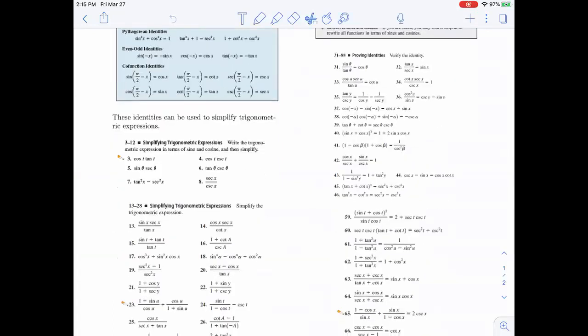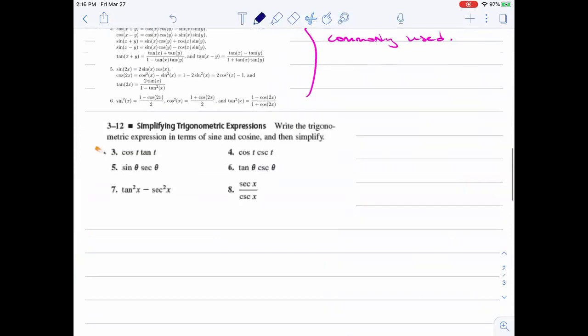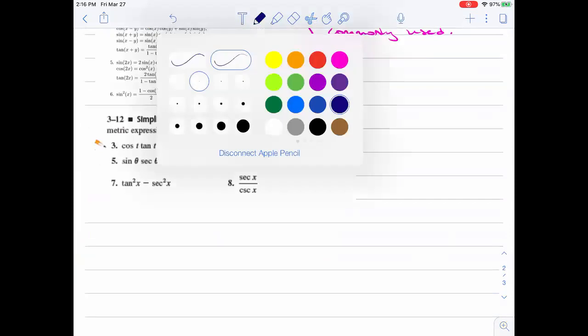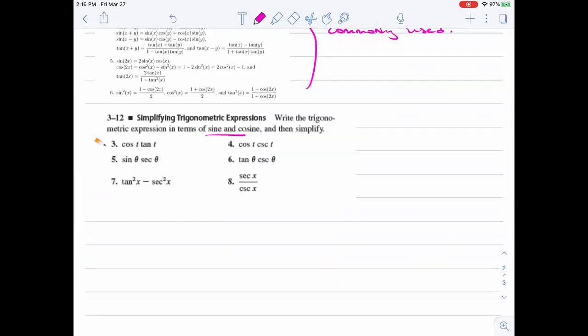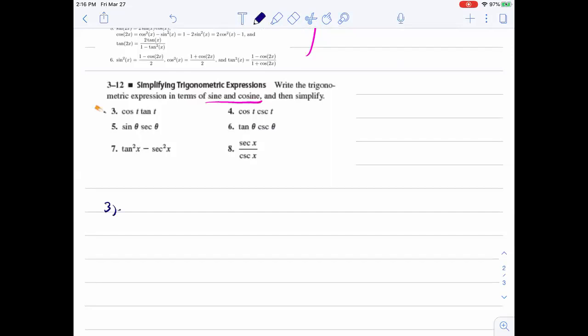So first thing, we'll start off small, and we're just going to simplify these trig expressions. One trick that we use is rewriting things in terms of sine and cosine, and we're going to practice doing that here just to start. So let's do number 3, just to start off nice and slow. If we've got cos t times tan t, you can wrap these up in brackets if you want to, or if you don't, that's fine too.